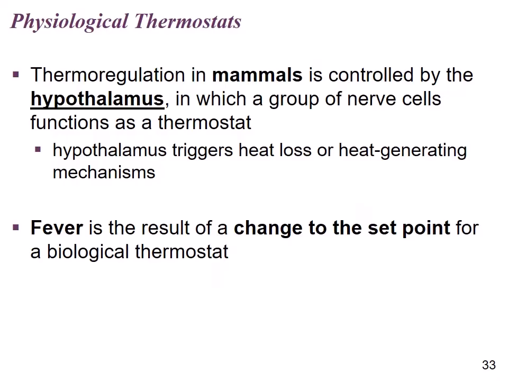And thermoregulation in mammals is controlled by the hypothalamus, where there's a group of nerve cells that function as the thermostat. The hypothalamus triggers heat loss or heat gaining mechanisms, and fever is the result of a change to the set point for a biological thermostat. So really, we all have a temperature, right? No matter what, we all have a temperature. Even if you're dead, you have a temperature, but a fever is an abnormally high body temperature. This is just kind of a little pet peeve thing, but be careful on that one.